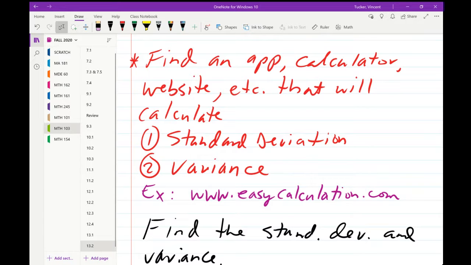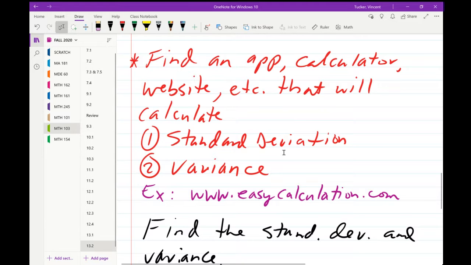So I'm not holding you accountable for being able to calculate the standard deviation and variance by hand. If you were math majors, then I would, but you're not, so you are good. If you were in the workplace, you wouldn't do it by hand anyway. You would have a program or something with your Excel that would calculate it for you. So that's all I'm asking you to do, is find something that's reliable or dependable that will calculate these things for you. And I'll show you how you can easily do so in a second.